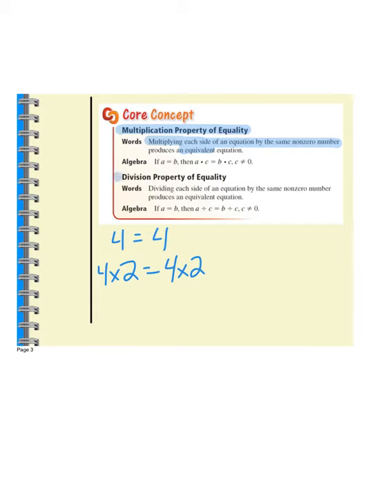And last core concept is the division property of equality. Dividing each side of an equation by the same non-zero number produces an equivalent equation. If I have 10 equals 10, that should be an equal sign, and I want to divide one side by 5, I have to divide the other side by 5 as well to keep it equal.